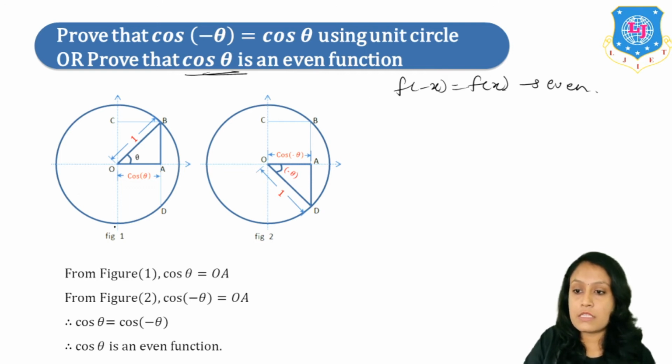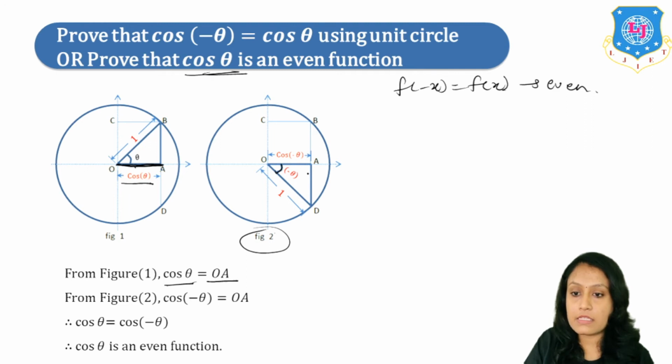So we'll do something like this. This is a unit circle, and we are making a triangle. This is angle theta. We know that this x coordinate is cos theta. So from this figure 1, we can say that cos theta is OA. Now in figure 2, we are making this triangle with the angle -theta. Again, the x coordinate is this portion, and this is cos(-theta). So we can say that cos(-theta) is also OA. From both of these we can say that cos theta is cos(-theta), and therefore this cos is an even function.